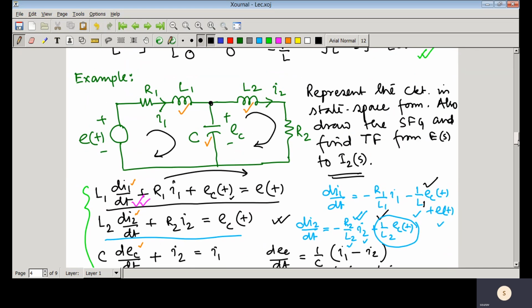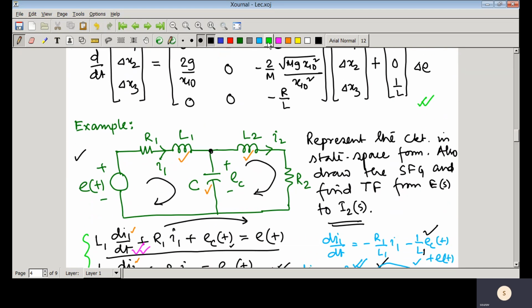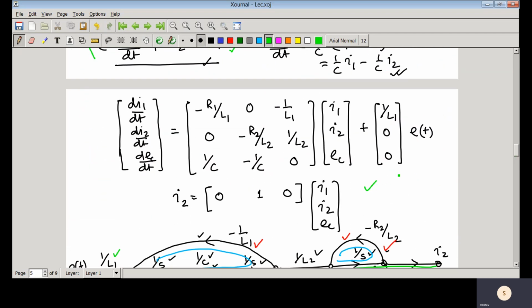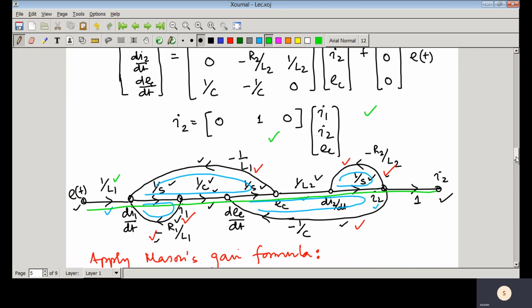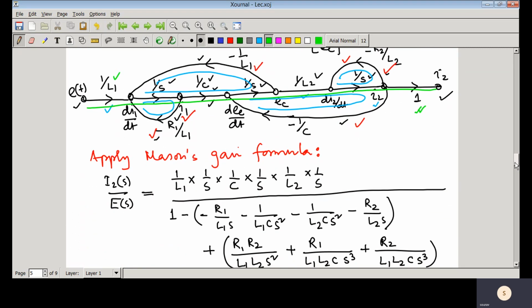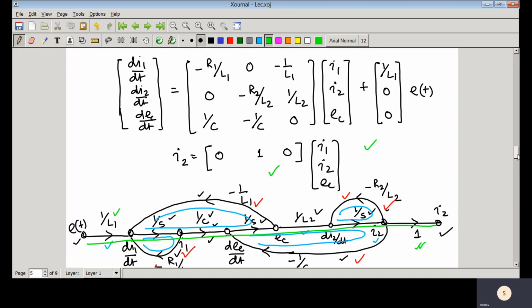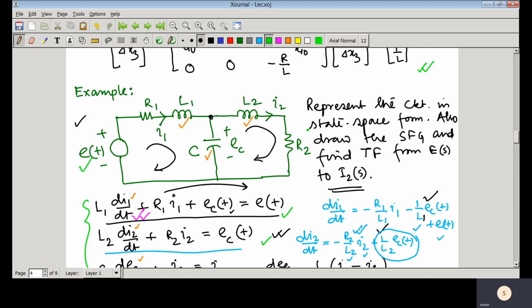So what we have done in this particular problem: one simple circuit is given, and we first need to find the state space. We write 2 KVLs and 1 KCL, and then we write the differential equations in state space form, that is the system equation and the output equation. Then from that state space equation we have drawn the signal flow graph, and from that signal flow graph we have applied Mason's gain formula, and we get the transfer function from the applied voltage ES to the output, this current I2.